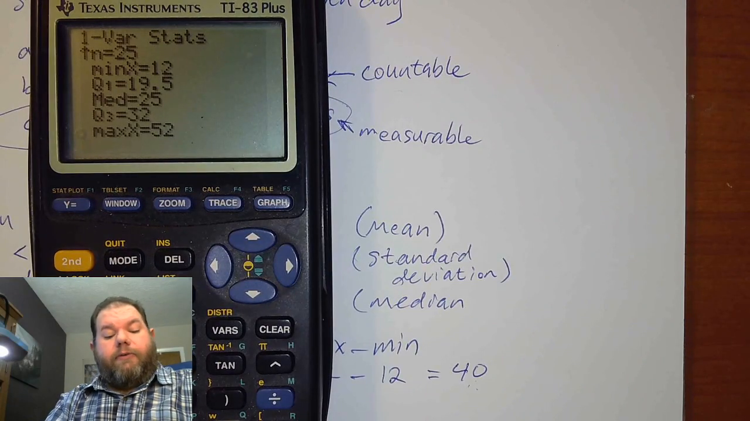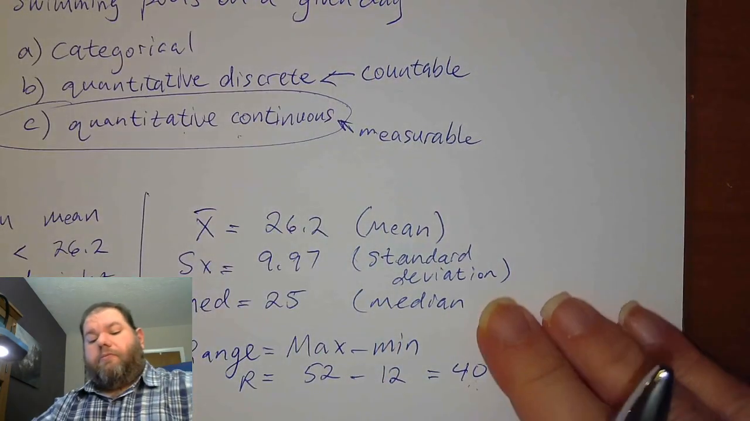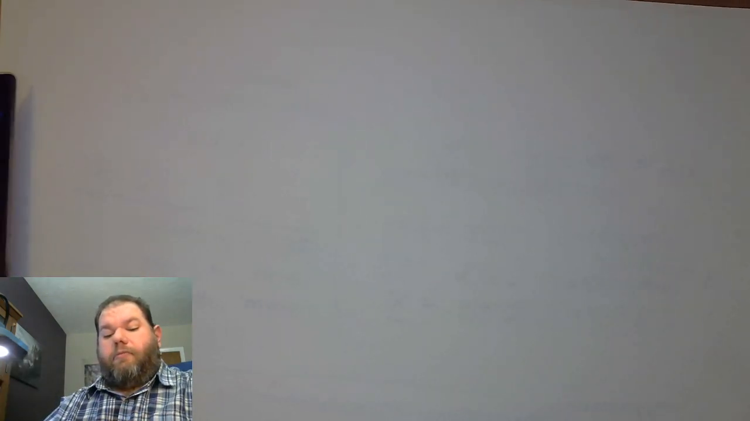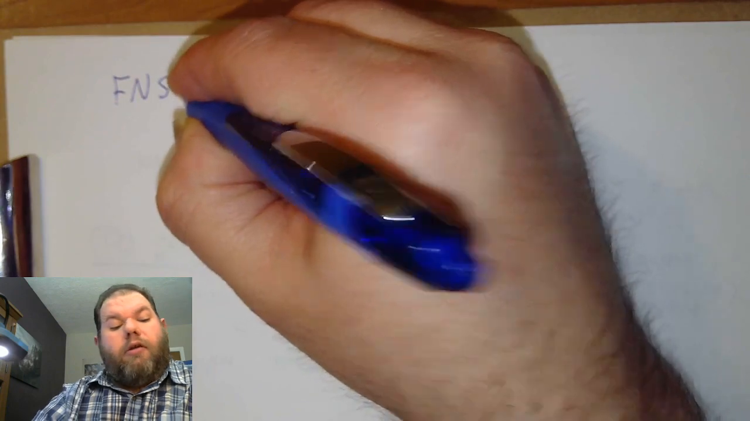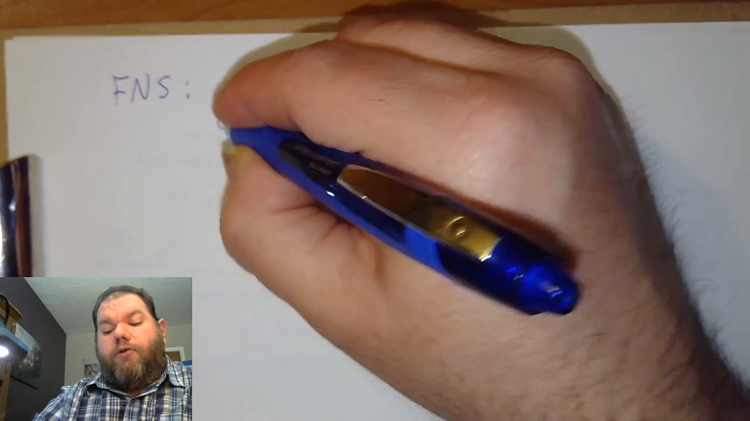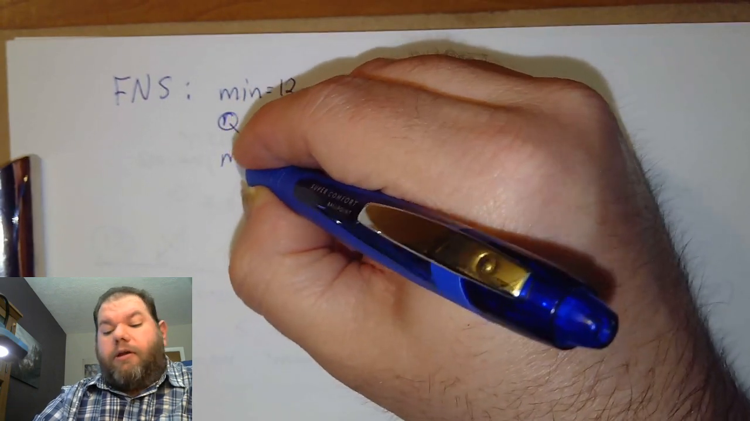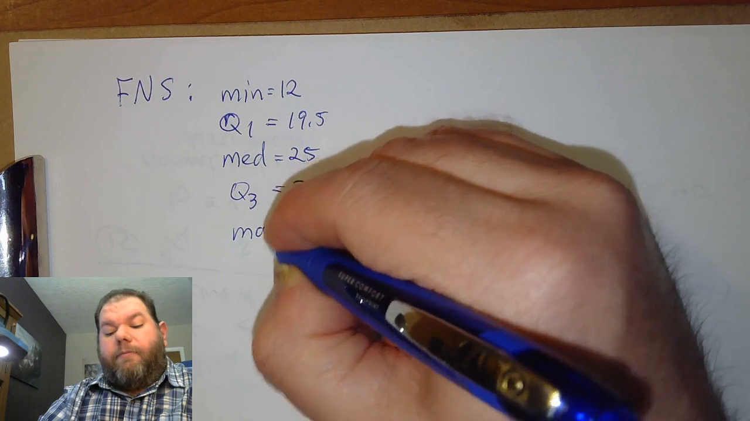Alright, so the box and whisker plot. We have our 5-number summary right here. Let me write that down. So our minimum is 12. Our Q1 is 19.5. Median is 25. Q3 is 32. And our maximum is 52.